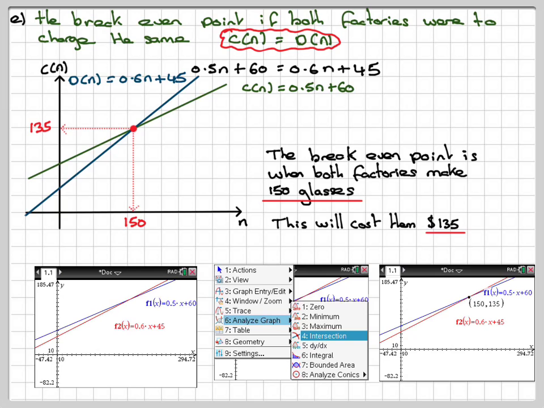Okay, so this has been a video to show you the introduction of a linear model using the idea of f of x is equal to mx plus c, and some GDC techniques as well. Thank you for watching this video.